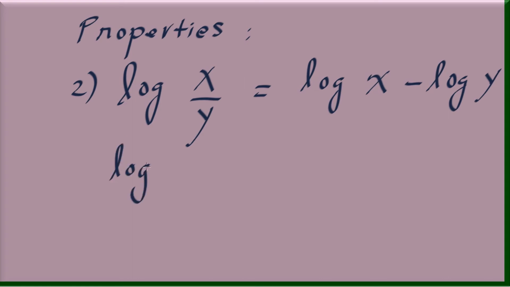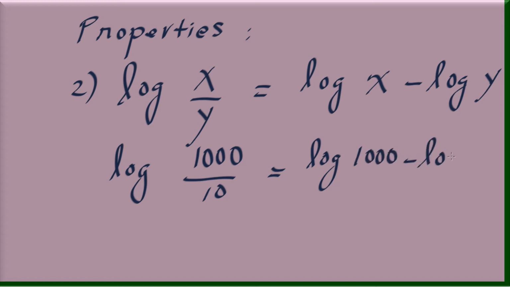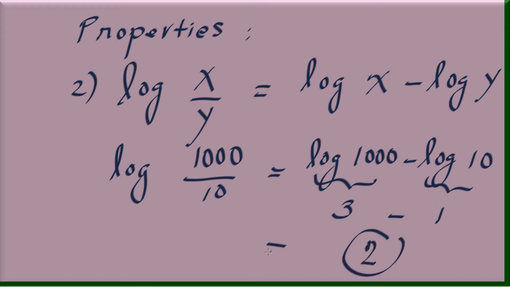Example, let's say we have, again, 1000 divided by 10. If we follow this pattern, or formula, it's equivalent to logarithm of 1000 minus logarithm of 10. Again, logarithm of 1000 is 3, minus log 10 is 1, and 3 minus 1 is 2. Let's see if we get 2 here. 1000 over 10 is 100. And what is log 100? It's 2. Okay, so that's correct.